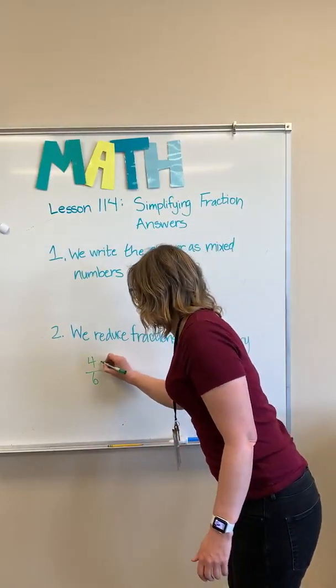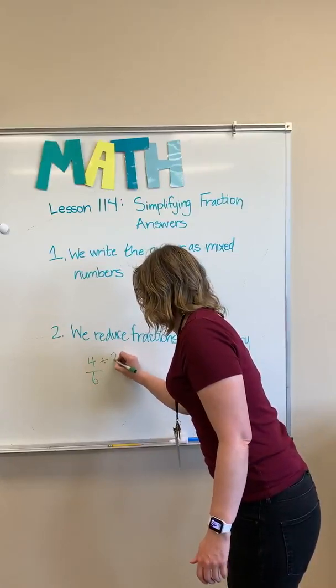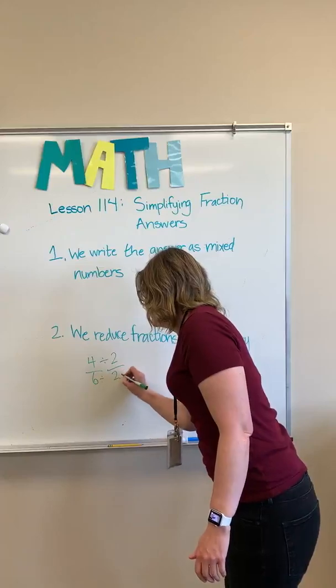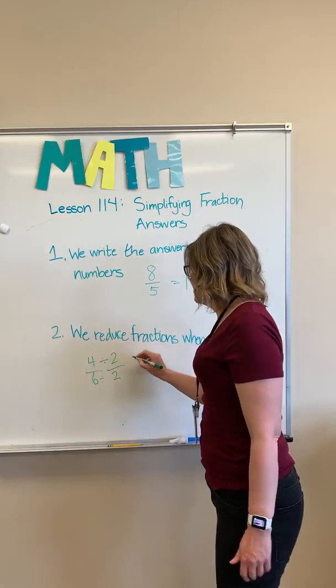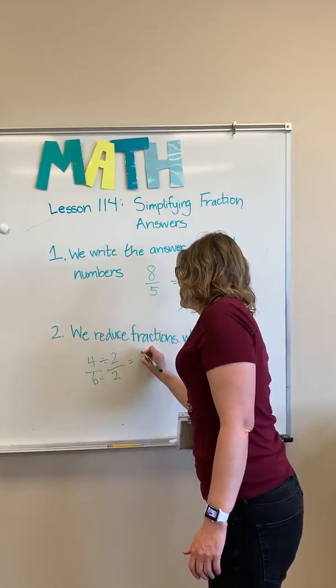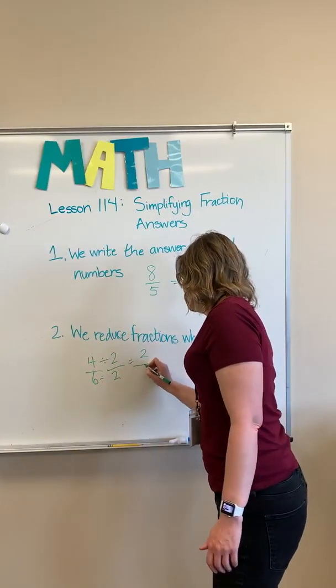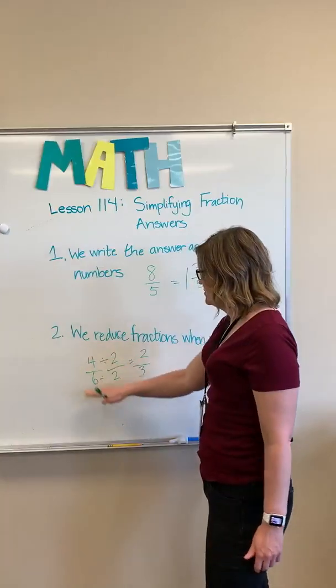So here's what I do. I divide 2 at the top, and I divide 2 at the bottom. 4 divided by 2 is 2. 6 divided by 2 is 3. And so this is an example.